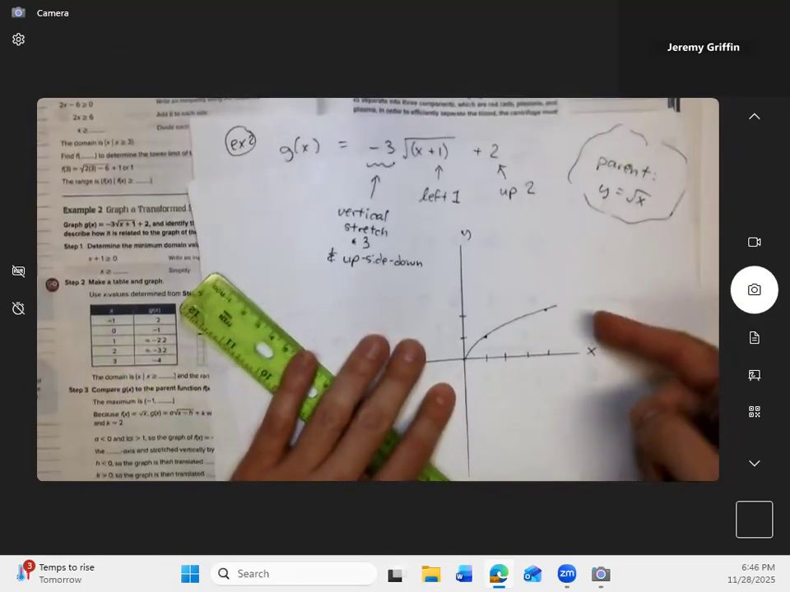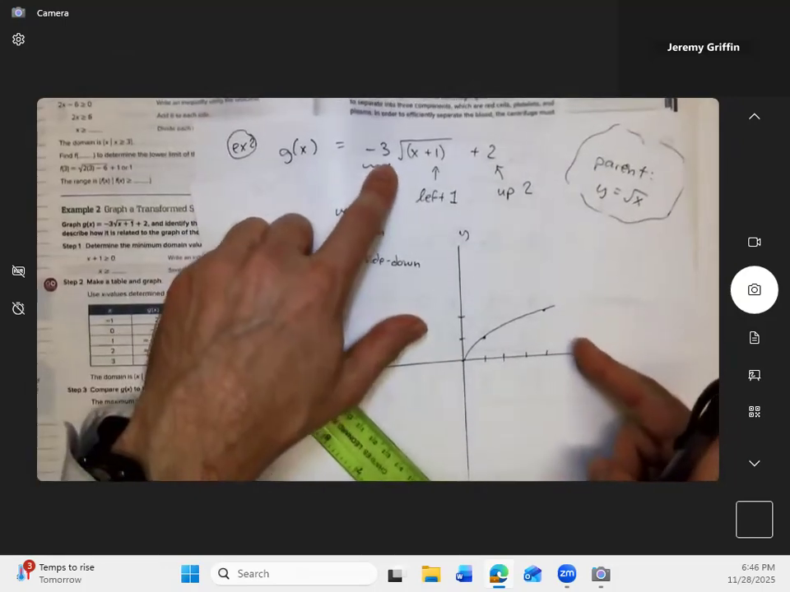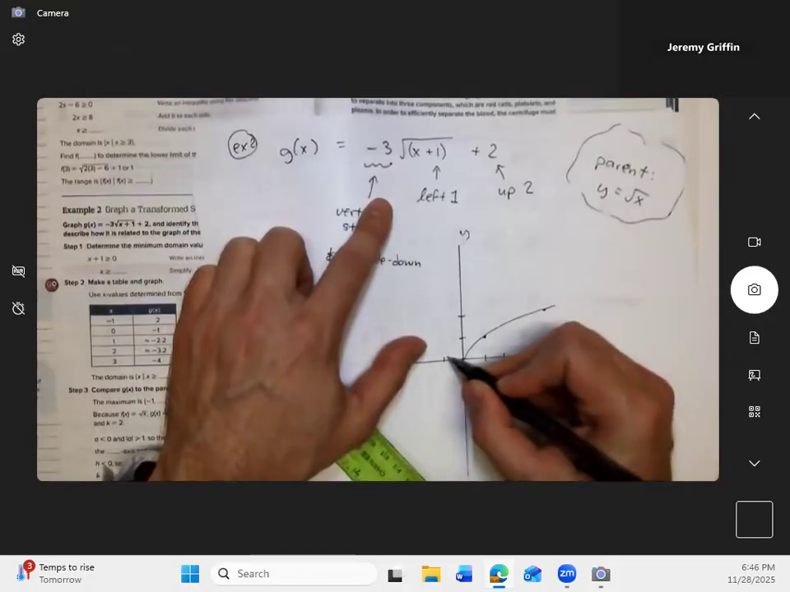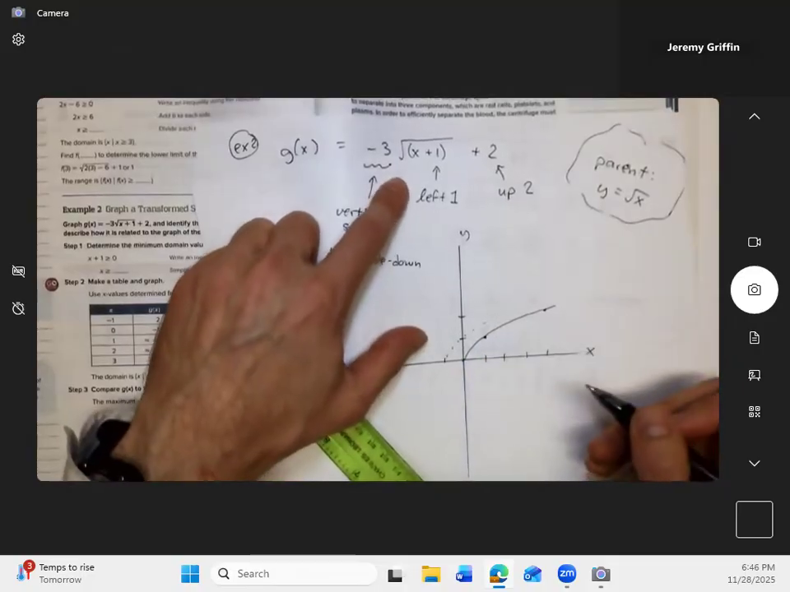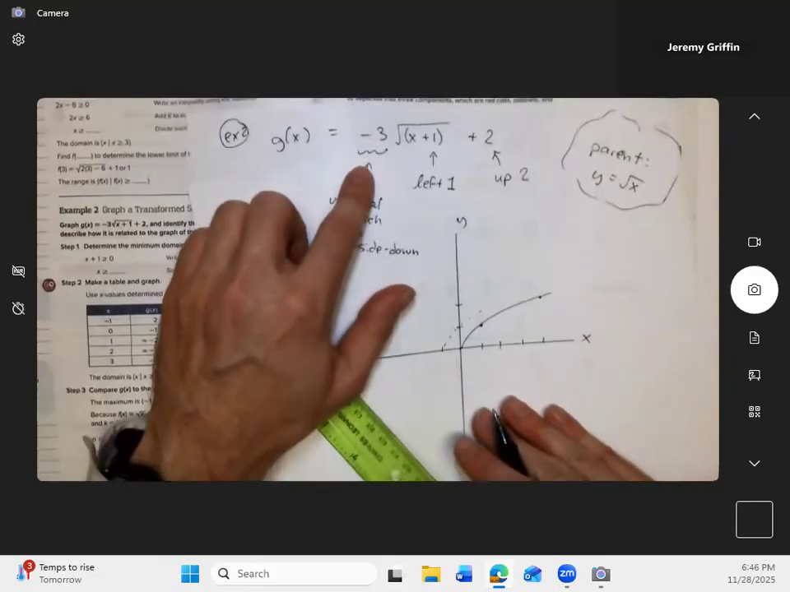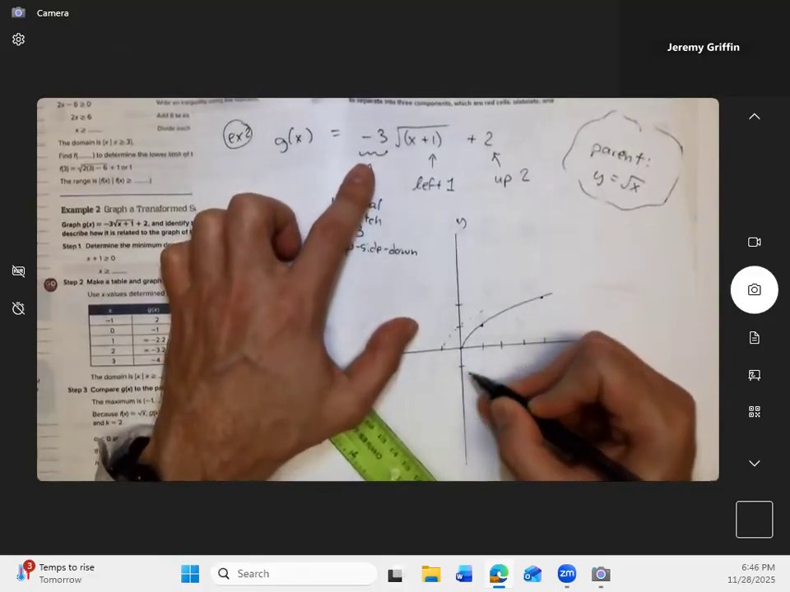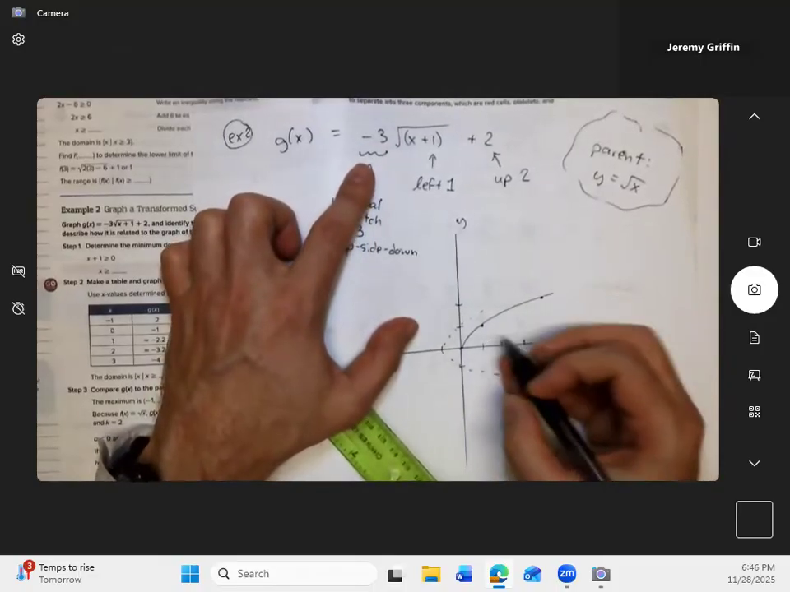Okay, this one. Now, how about this? So I'm going to go left 1. So I'll step first. That would bring me kind of over here. Then the whole thing upside down, vertical 3. So upside down would be doing something like this, vertical 3.